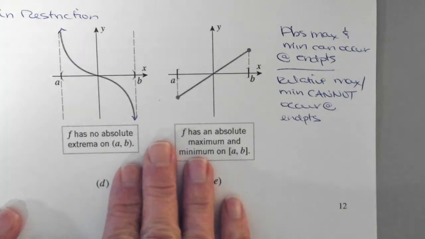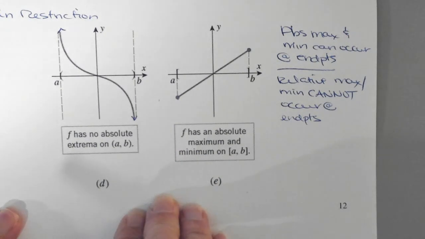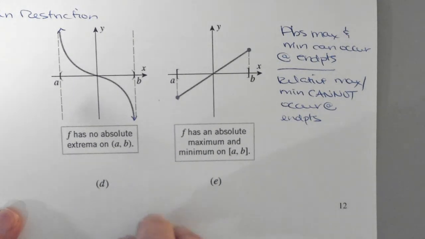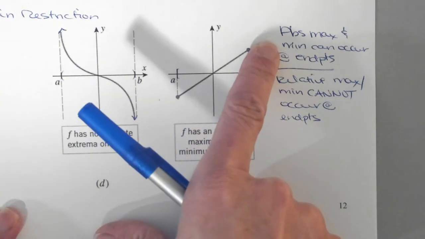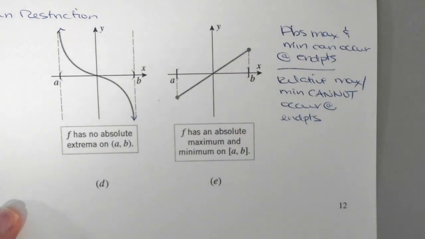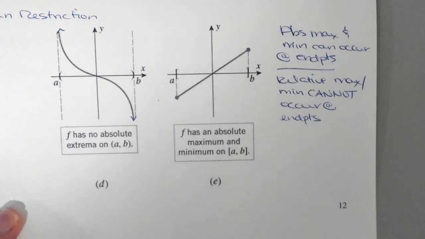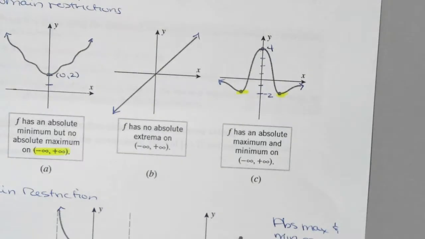Does everybody understand that? That's why it's important that you understand. Relative mins and relative maxes will not occur at endpoints. You can't figure out what's going on before or after because you don't have any more. Does that make sense? Okay, it's important. Questions? Okay.